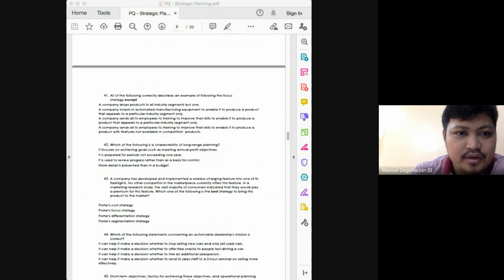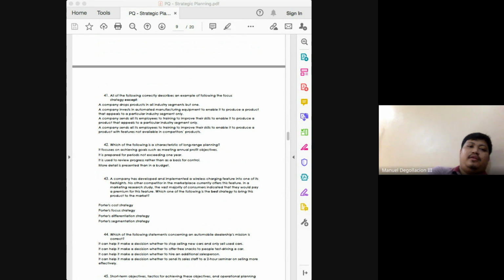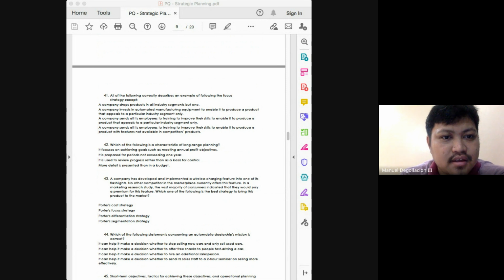41. All of the following correctly describes an example of following the focus strategy except. Okay, a company drops products in oil industry in all industry segments but one. So definitely you're focusing now on this segment. So this is an example of a focus strategy. A company invests in automated manufacturing equipment to enable it to produce a product that appeals to a particular industry segment only. Another kind of a focus strategy.